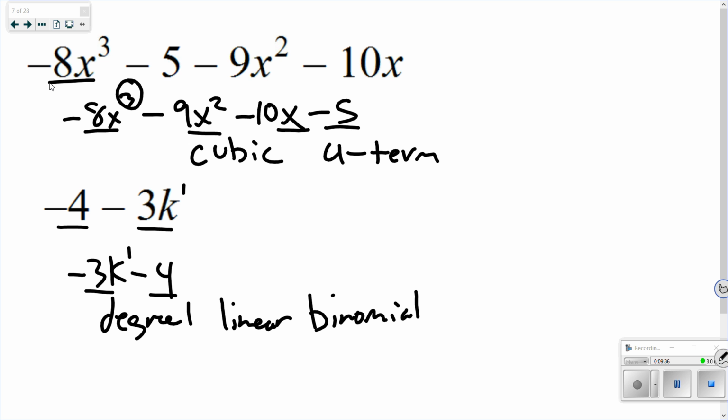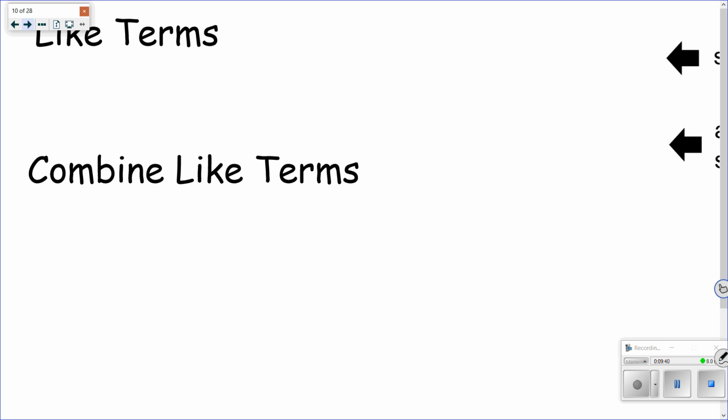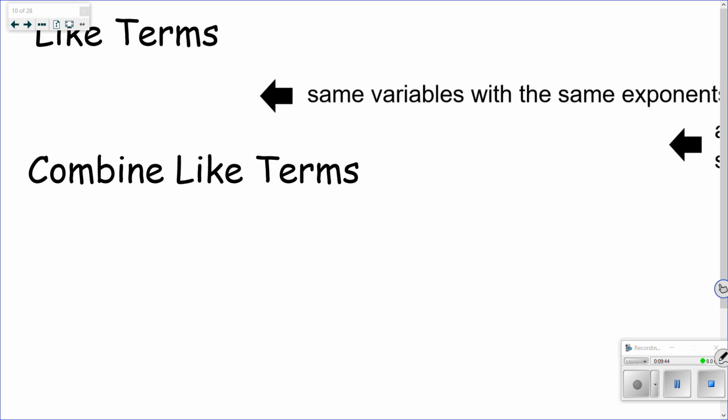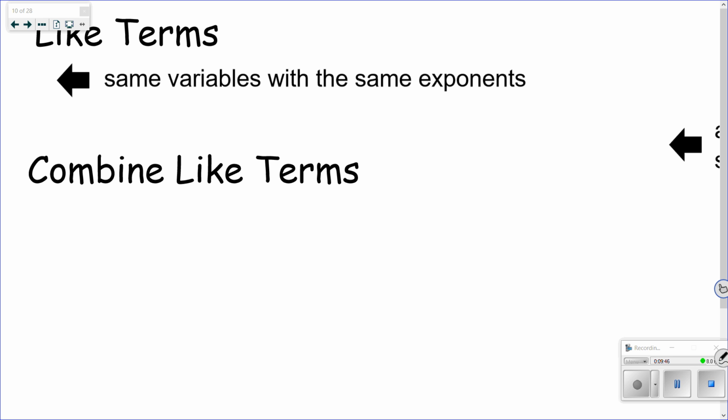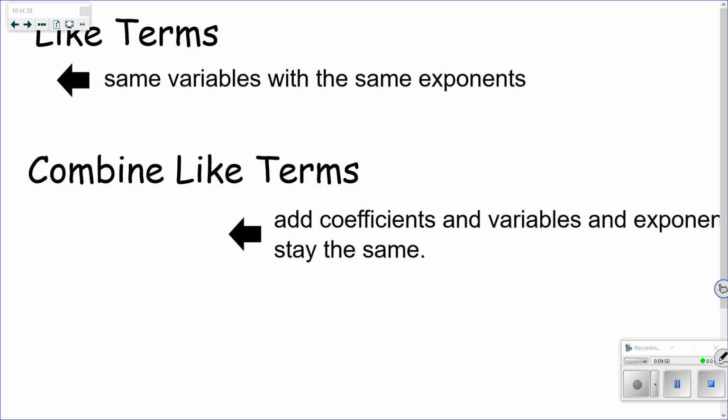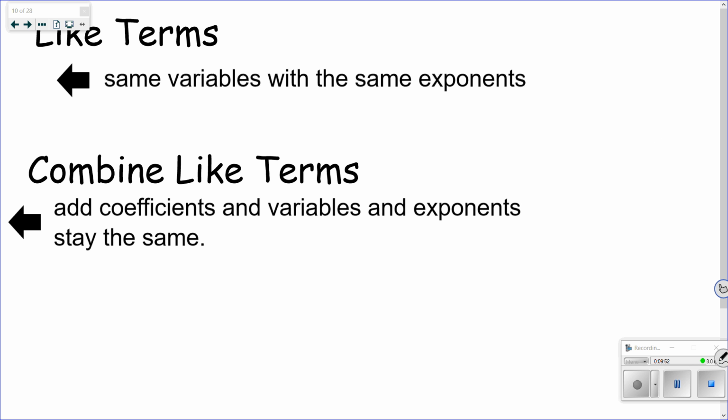Okay, last thing you need to know is to put it in standard form, you want to make sure you combine like terms. Like terms is this. Any terms that have the same variable with the same exponent are considered to be like terms. To combine them, you add the coefficients, but the variables and exponents stay the same. I'm going to show you an example of this, but first pause it and add these to your notes, and then I'll give you an example.